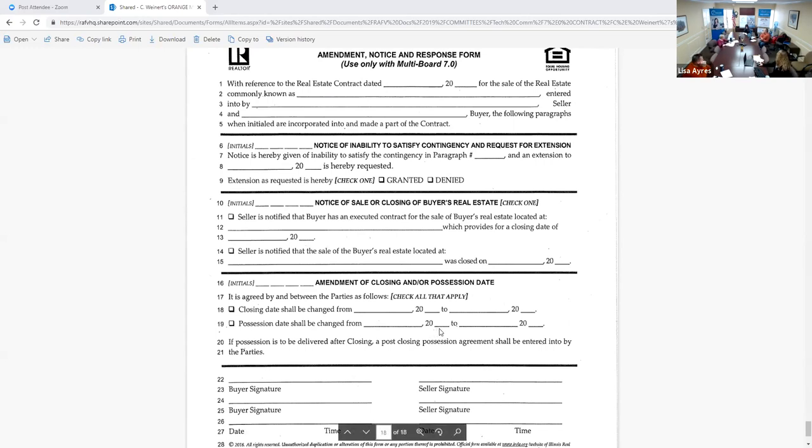I apologize. What happens in the event of a vacant home where sellers will not be turning on the utilities? We're doing a home inspection, which they're supposed to have. What happens if they say no? And they won't turn them on.